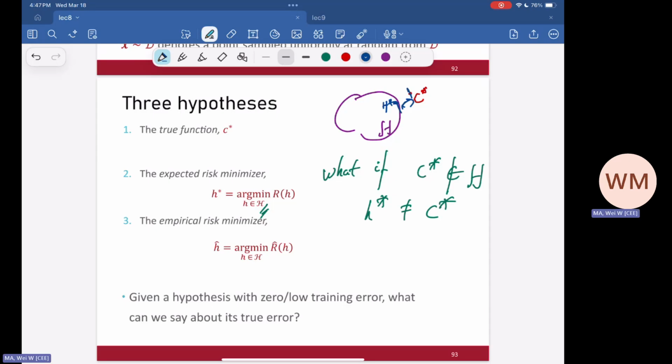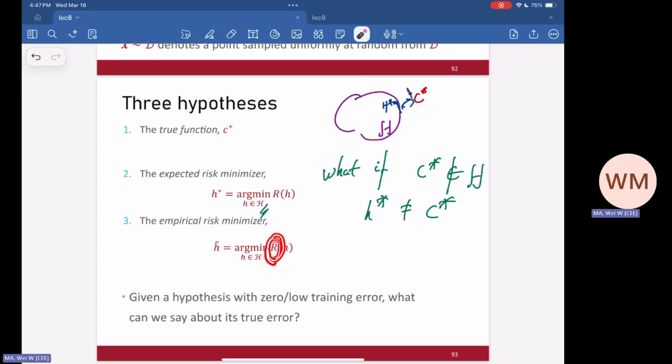So why does this happen? This happens because you misspecify the hypothesis set, right? You didn't provide a good hypothesis set. Okay, so we call this one source of the error. And if C star is in this hypothesis set, it's still possible that your empirical risk is different from the actual risk, and then your H hat is different from H star. Then it also gives you a different answer.